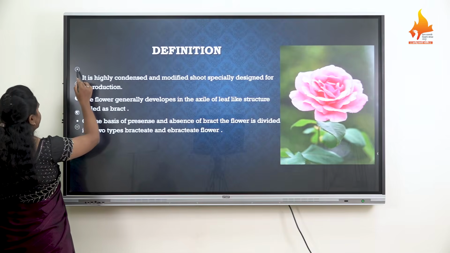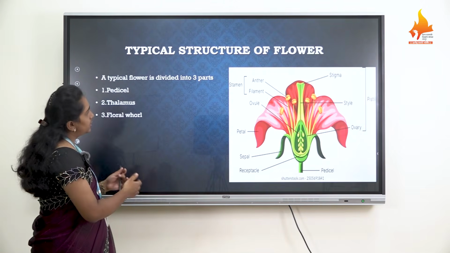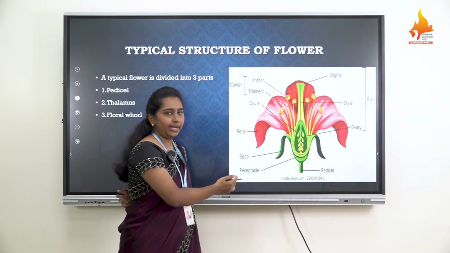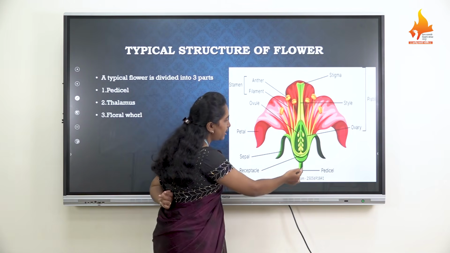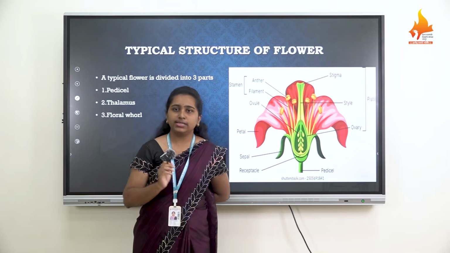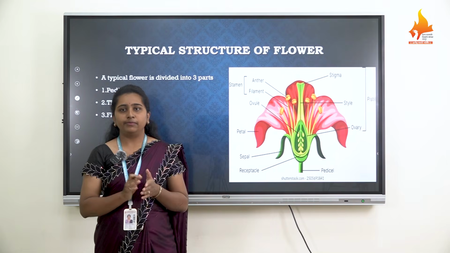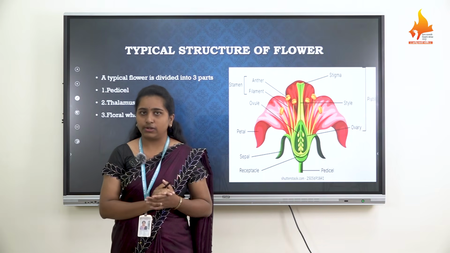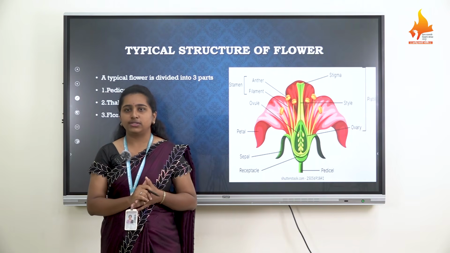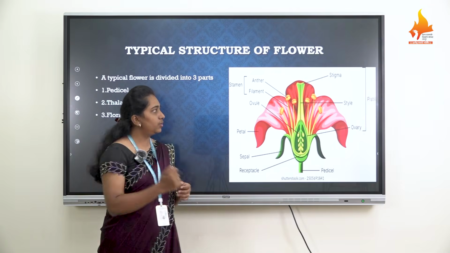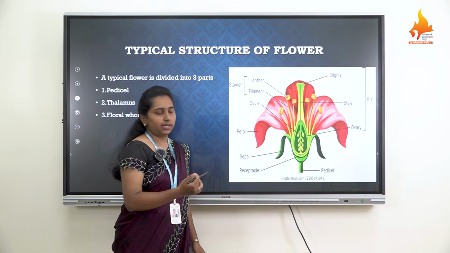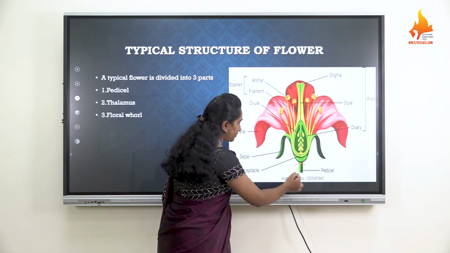Next is the typical structure of the flower. This is the typical structure of the flower, which contains the pedicel. This one is the pedicel. The stalk of the flower is called the pedicel, and we know that the stalk of the leaf is called the petiole, the stalk of the flower is called the pedicel, and the stalk of the inflorescence is called the peduncle. So this was the flower, and the stalk of the flower is called the pedicel. This one is the pedicel.